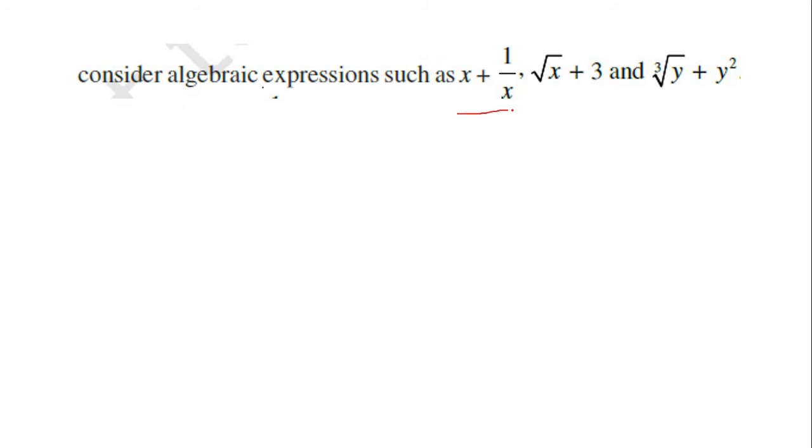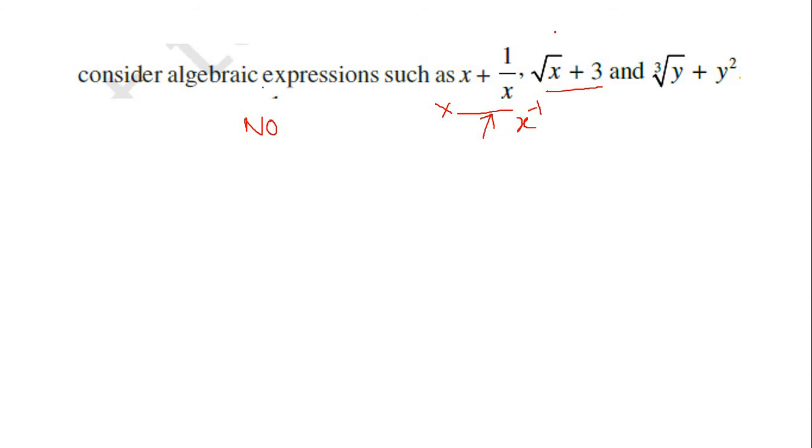Here you can observe it is x plus 1 by x, root x plus 3, and cubic root of y plus y square. So if you have been asked whether they are polynomials in one variable, what would be your answer? It should be no. Why? As we have defined a polynomial, the exponent of the variable term should be a whole number. Here you can observe the exponent of x, that is the variable here, in the second term is -1, which is not a whole number, so it would not be a polynomial.